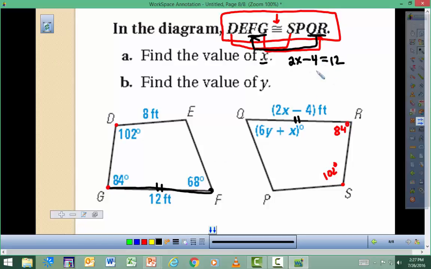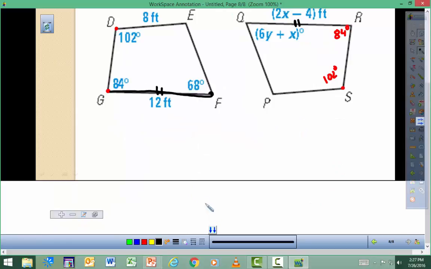This is almost too easy to solve. Move the 4 across, so we get 2x is equal to what? You're going to add 4, so you get 16. And then divide by 2, and you get x is equal to 8. Too easy, right? We can also solve for y.